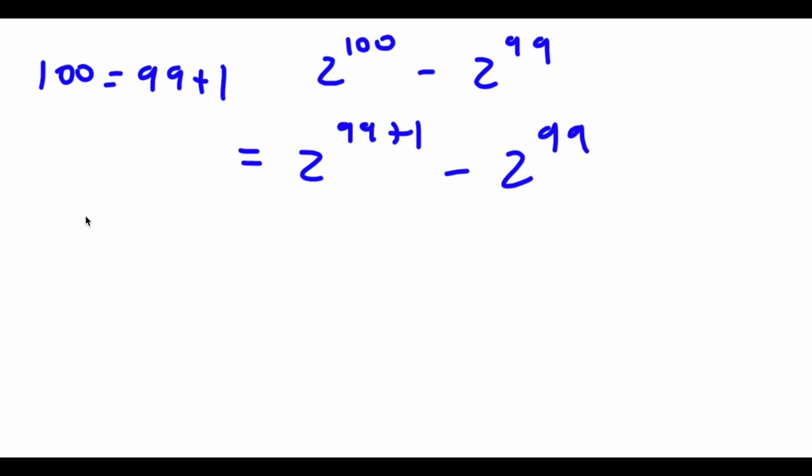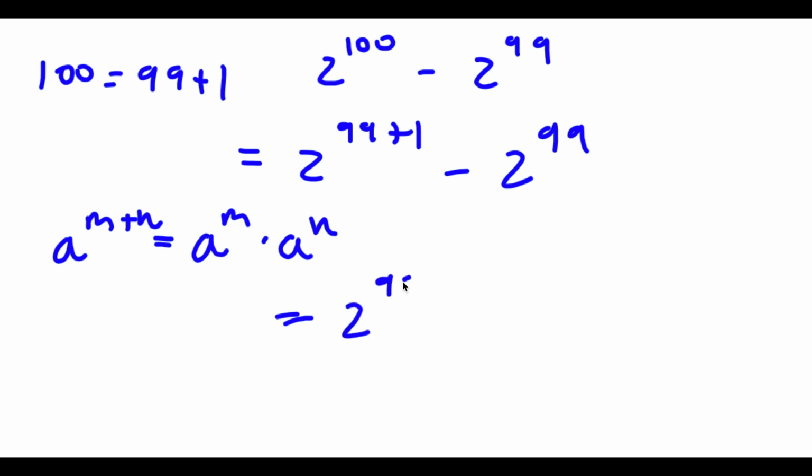Now, if I have something in the form a to the power of m plus n, this is equal to a to the power of m times a to the power of n. So 2 to the power of 99 plus 1 is going to equal 2 to the power of 99 times 2 to the power of 1. Now I have this minus 2 to the power of 99.